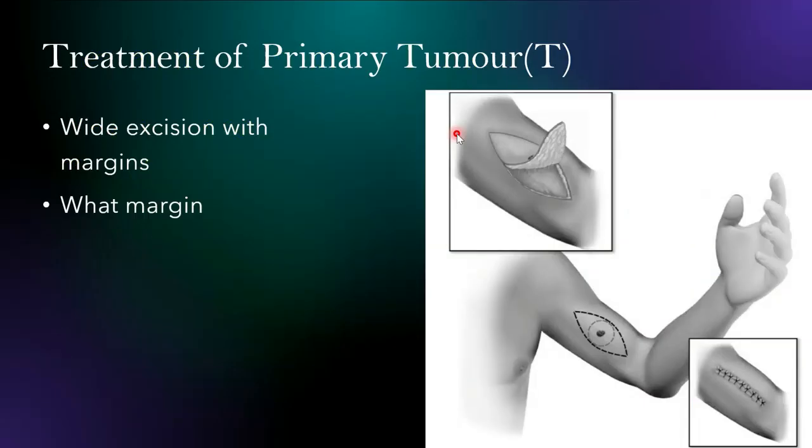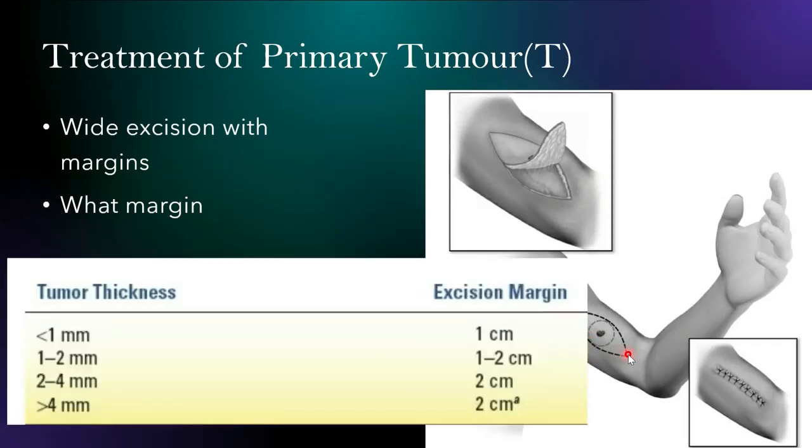Now coming to the treatment of melanoma. There can be treatment of the primary tumor. The treatment of the primary tumor is wide excision with margin. We have to remove the tumor with a margin. What is the margin used? It is based upon the Breslow thickness.